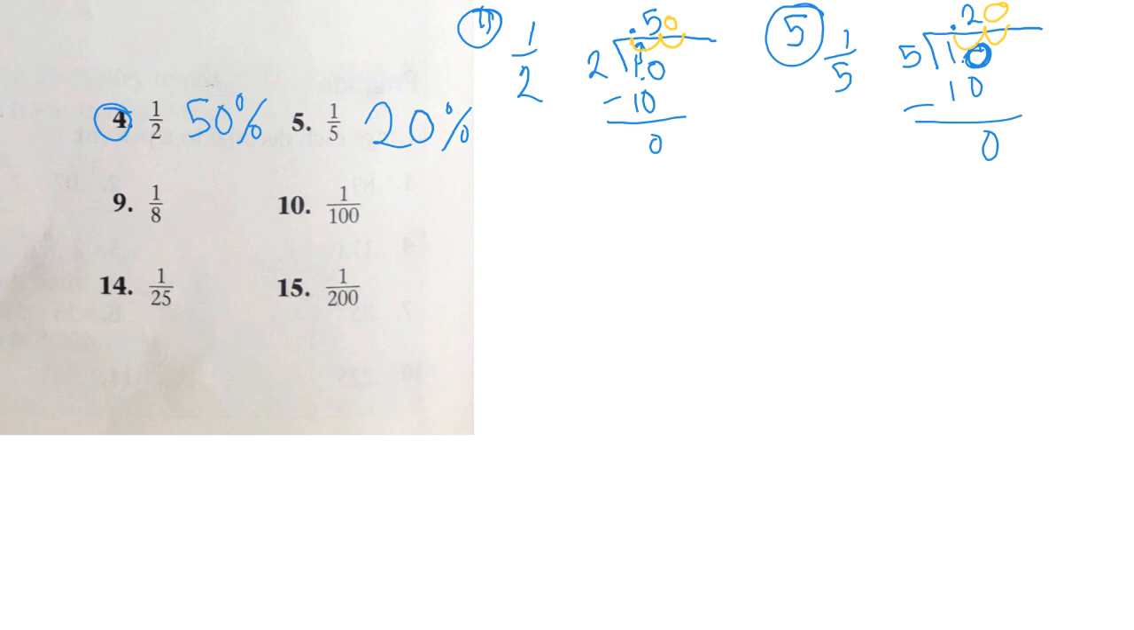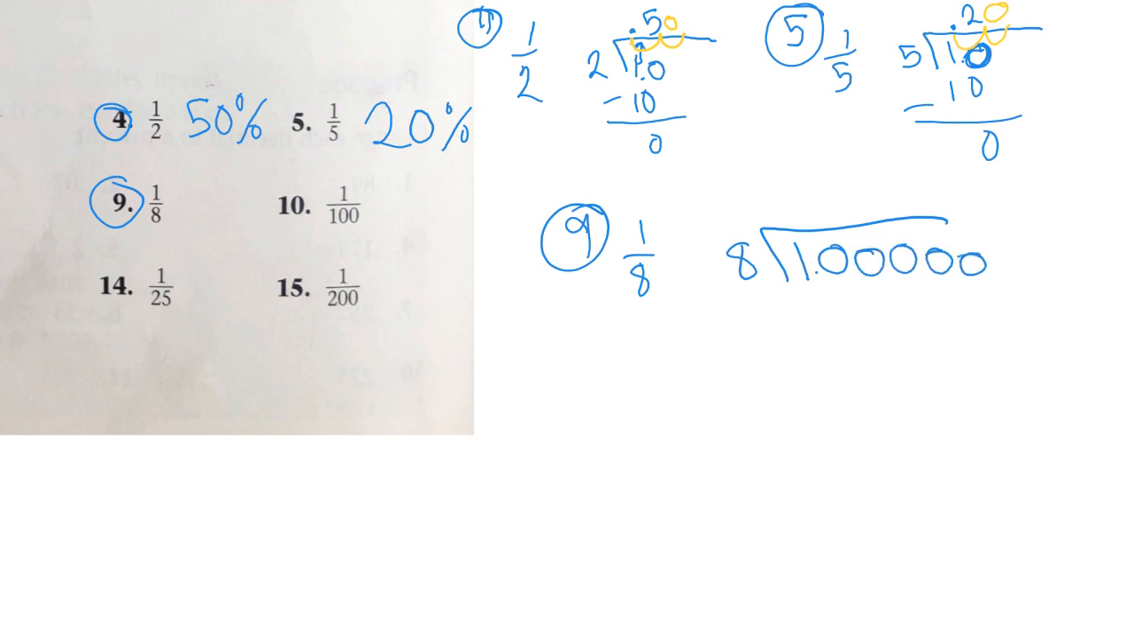All right, should we try one more? Let's look at number 9. 1/8. Number on top goes in the shop, and 8 does the dividing. We're going to need a few zeros. Not sure how many, I'll just put a bunch. It's okay. So 8 goes into 10 once.